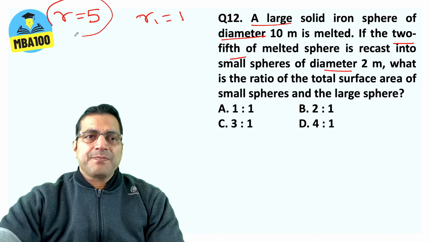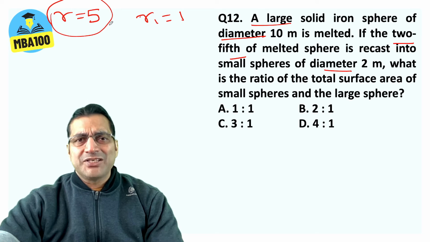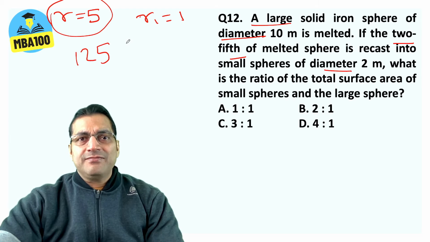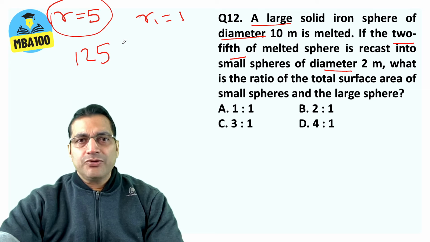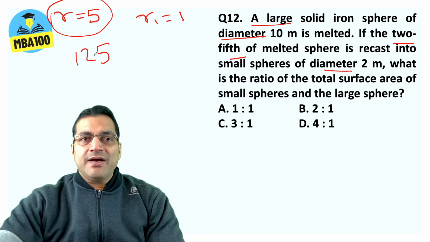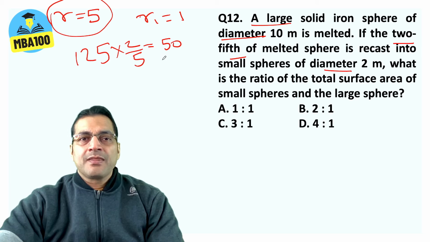So let me say R1 is 1. Straight away, if I melt this and try to get spheres of this size, I would be getting 5 cube, because volume is 4 by 3 pi r cube, so the dimension is of r cube. So how many smaller spheres can you get? Straight away 125. If you are aiming to get into a good business school, you should be able to do this very fast. You ought to. So you will get 125 balls, but then you have to take only 2/5 of that. So 2/5 of 125 would be 50.